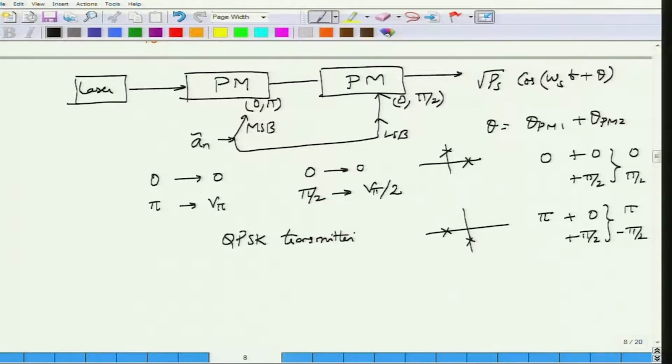We will see one more way of realizing a QPSK transmitter in the next class. So we will talk about that in the next module.